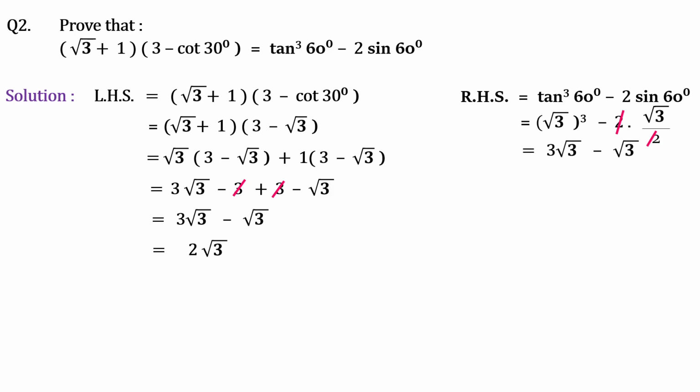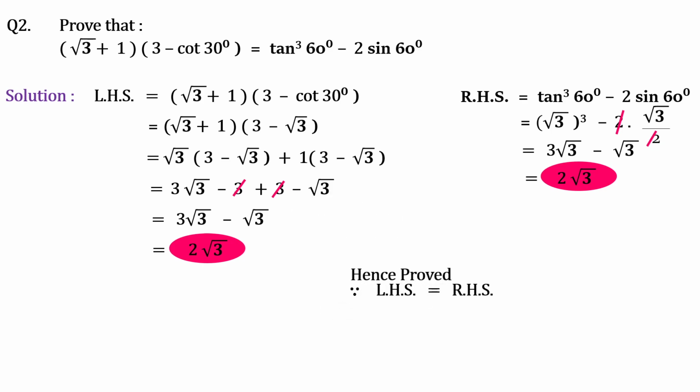Now we will simplify. It is root 3 into root 3 into root 3. So root 3 into root 3 becomes 3. 1 root 3 is left. So now I have the same 3 root 3 minus root 3. We have solved it in the left hand side also, so we know its answer is 2 root 3. So when I finish solving the left hand side and right hand side, I see both the final results are the same. So from here we conclude that since left hand side is equal to right hand side, and the question was asked to prove, hence we have proved.